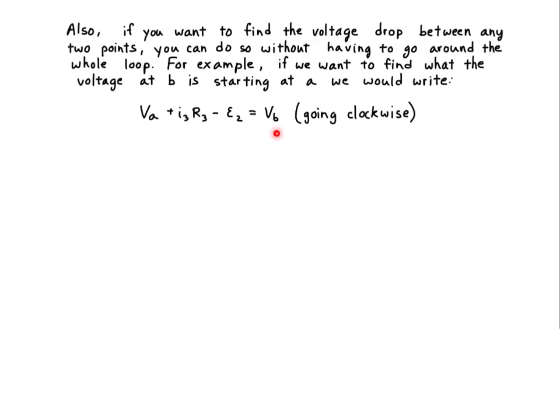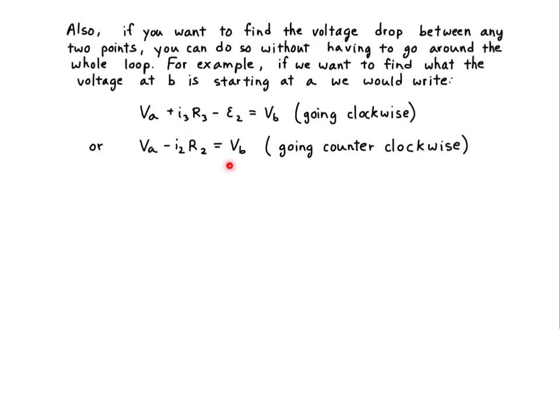So this whole side must equal the voltage at B. We can also go the other way, going counterclockwise, and same thing. We start at VA, and this time we go down R2, so we get a minus I2R2 drop, and then we arrive at the voltage at B, going counterclockwise. So we really don't need to go around a whole loop. We can just go from A to B, defining the potentials at A and B.